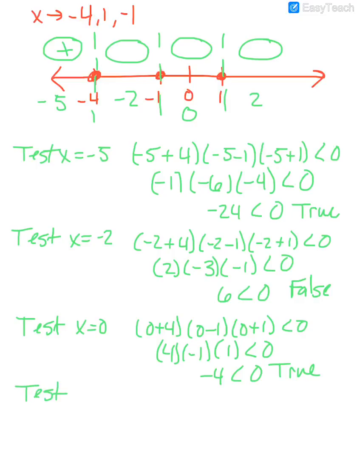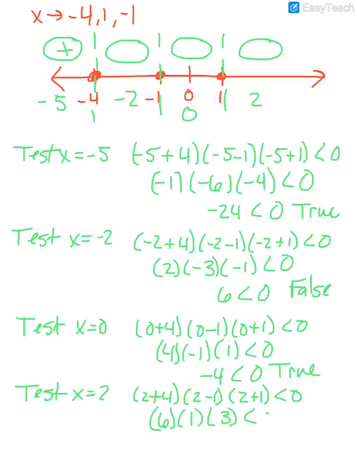And then I test my last one. x is equal to 2. So it gives me 6, 1, 3. So 6 times 1 times 3 gets me 18. That is not less than 0. So I would say that is false.